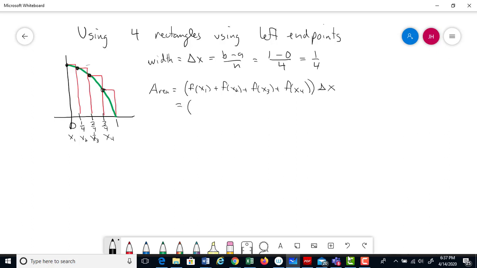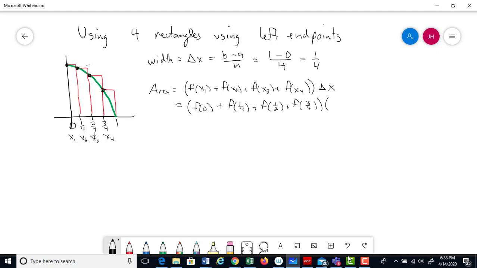So this is going to be the height of the first one, which is f of 0, plus the height of the second one, which is f of a fourth, plus the height of the next one, which is f of 2 fourths, which is a half, plus the height of the next one, which is f of 3 fourths.